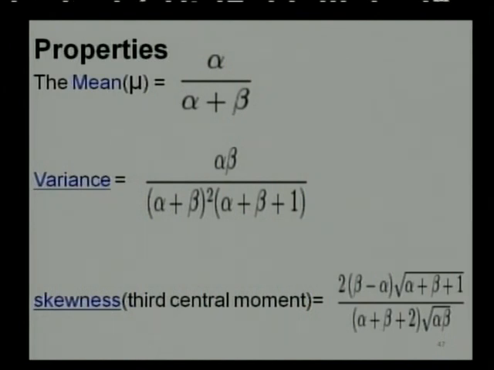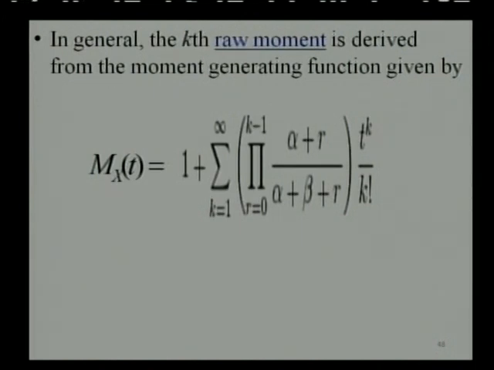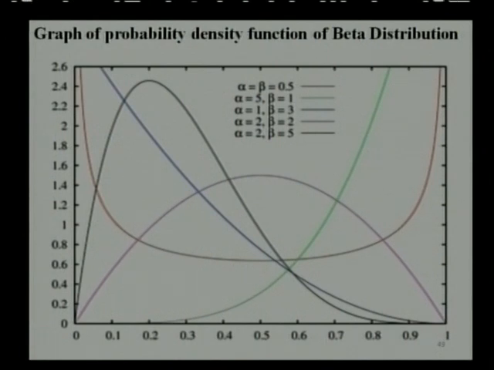If we derive this, it will require at least 10 to 15 minutes, so we are not going into the detail, and that is why the parametric values of alpha and beta and their properties are shown on this screen. The skewness, or third central moment, is also shown. In general, the kth raw moment is derived from the moment generating function, which is given by M_X(t) equal to 1 plus the summation over k from 1 to infinity of the product over r from 0 to k minus 1 of (alpha plus r) upon (alpha plus beta plus r), times t raised to k upon k factorial.